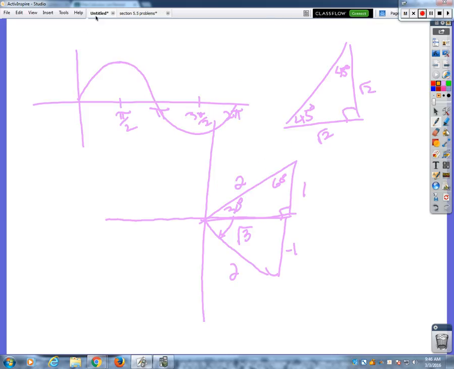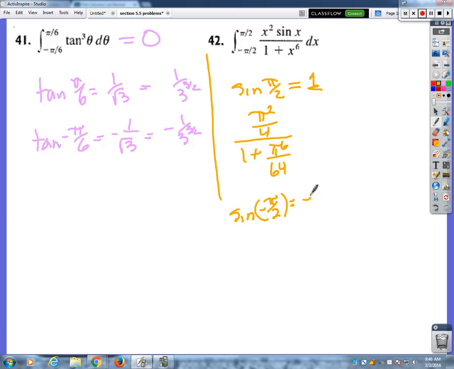So that would mean that I have to go this way on my graph to negative pi over 2. So it's going to be negative 1. Since this is negative 1, but this is negative pi over 2 squared, when I square negative pi over 2, I still get a positive pi squared over 4, right? But then I multiply it by a negative 1 instead of a 1. So that makes it negative pi squared over 4.